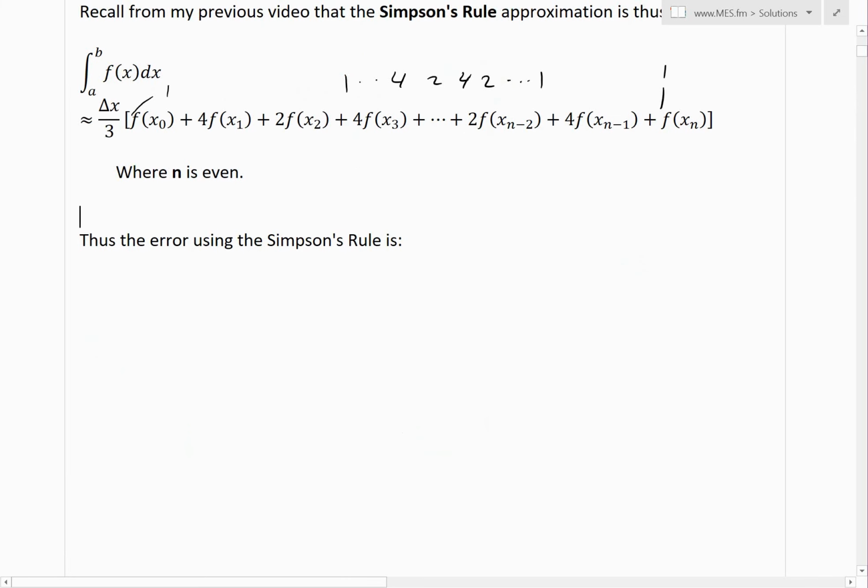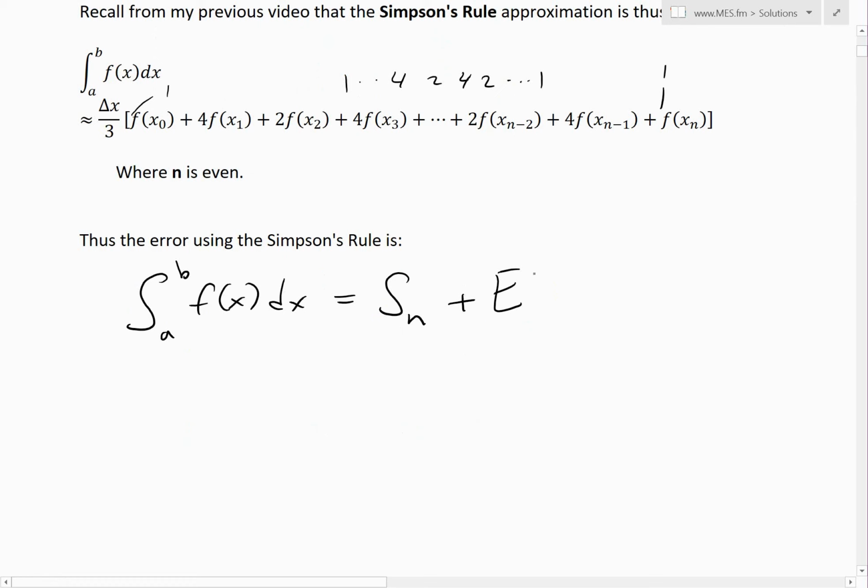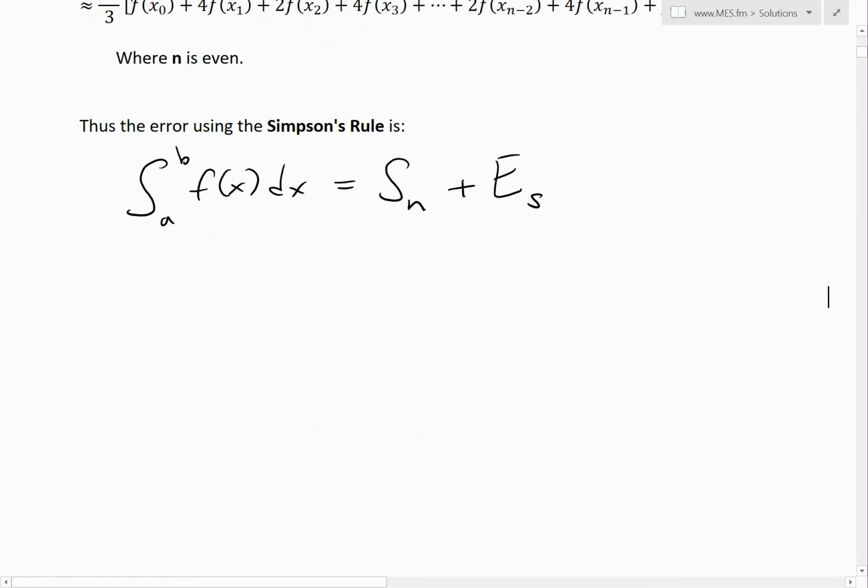The error using Simpson's rule is just like all the other errors that I went over for the trapezoid and midpoint rules. What we have is the exact integral from a to b of f of x dx, which equals our approximation Sn plus Es right here. Now we just rearrange this to solve for Es. So Es equals the integral from a to b of f of x dx minus Sn. Basically we have the exact integral minus the approximation, and that's just basic error.